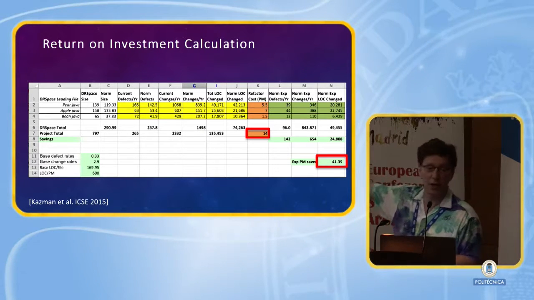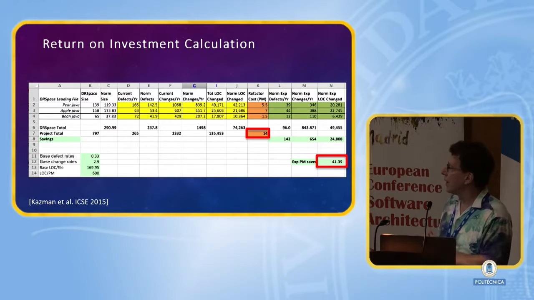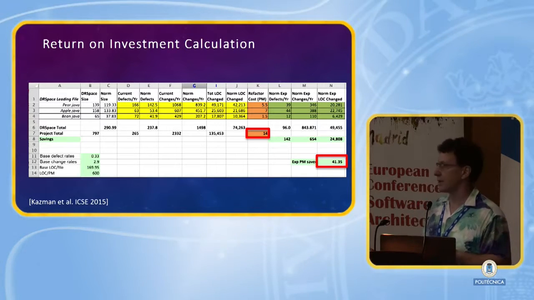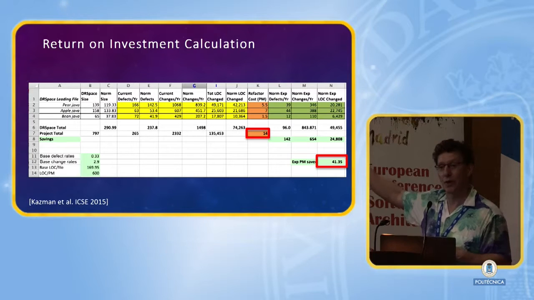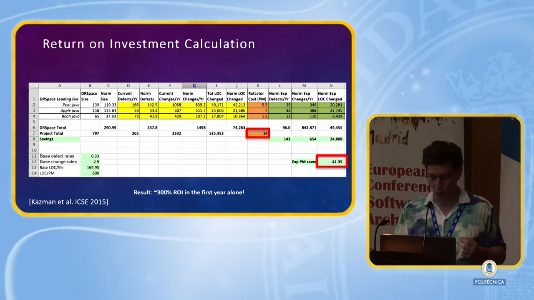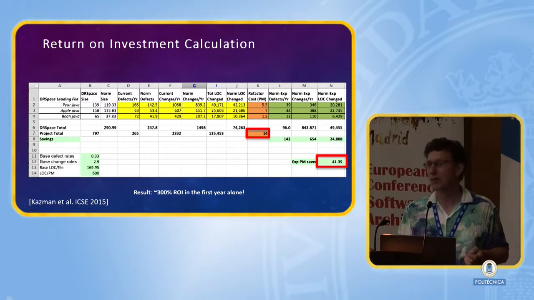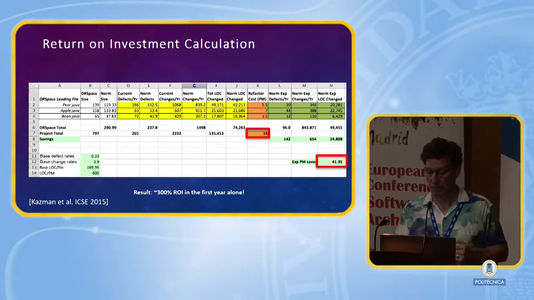So this was a project that we did with SoftServe, a global consulting company. In this project, the cost of refactoring was estimated to be 14 person months. The benefit was calculated to be 41.35 person months per year, a 300% return on investment in the first year alone. This was a no-brainer to go to management and say, let's clean up the debt.